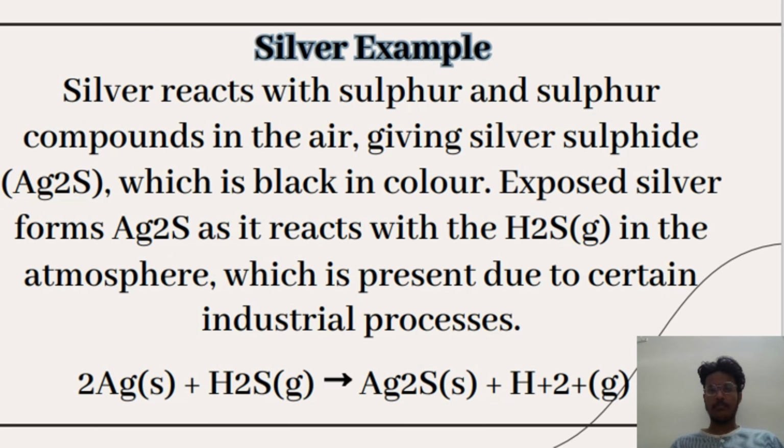Next is the example. I am taking silver as an example here. It is very important. Silver reacts with sulfur and sulfur components in the air, giving silver sulfide. Silver sulfide is Ag2S, which is black in color. Exposed silver forms Ag2S as it reacts with H2S. It is in gaseous form in the atmosphere, which is present due to certain industrial processes.